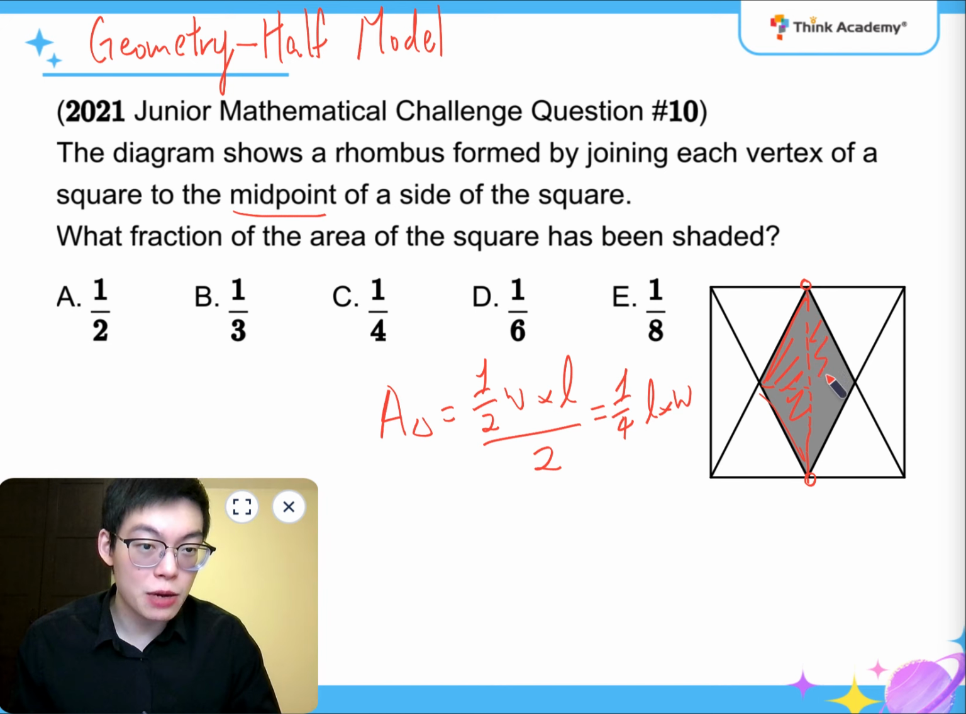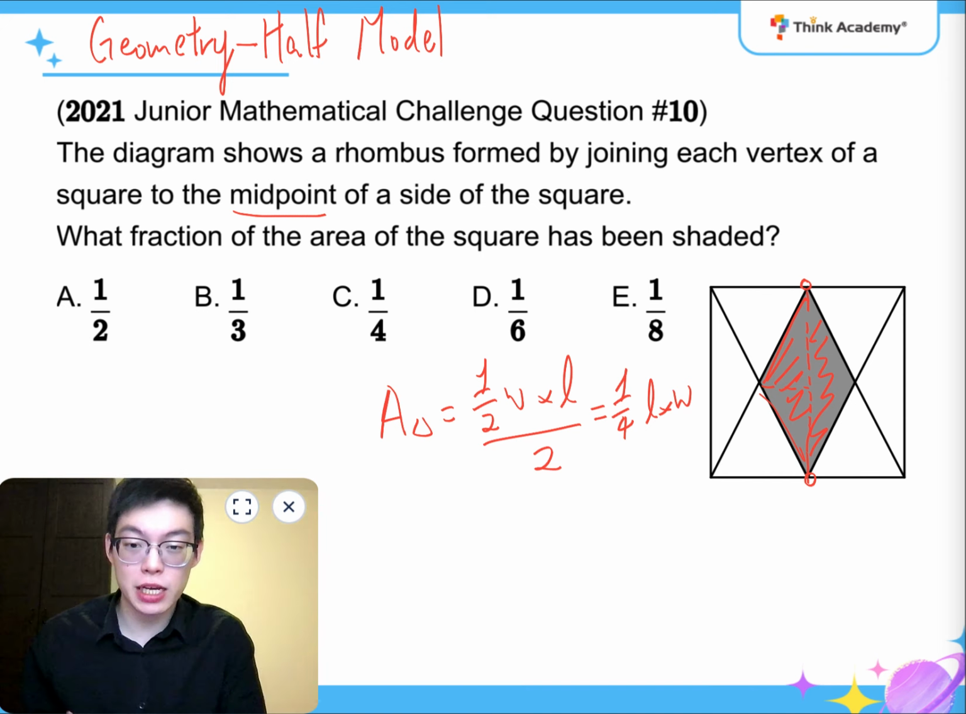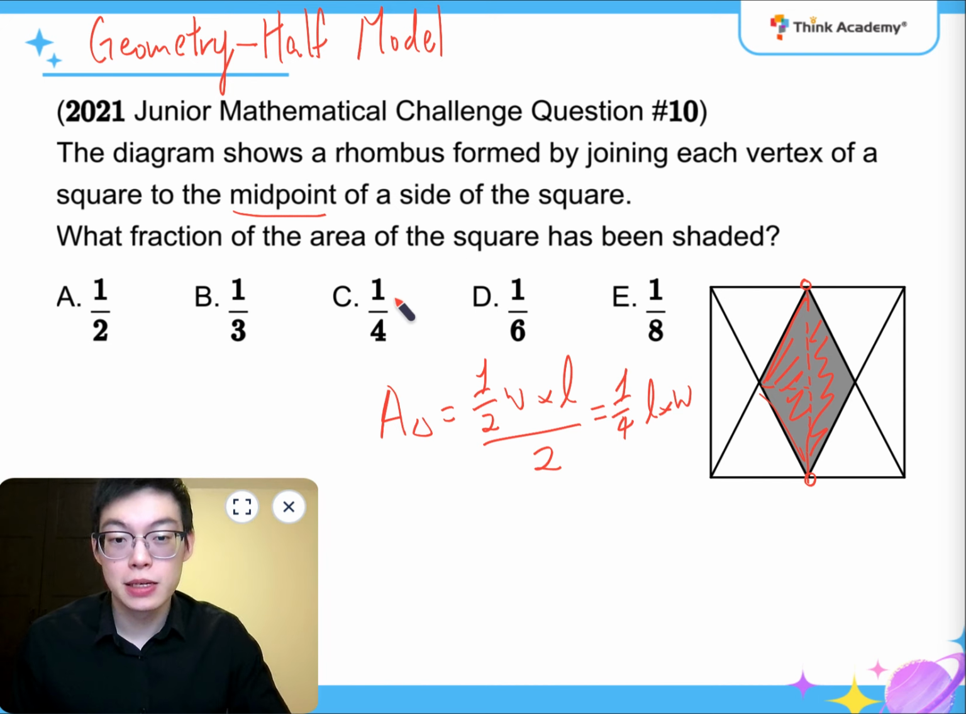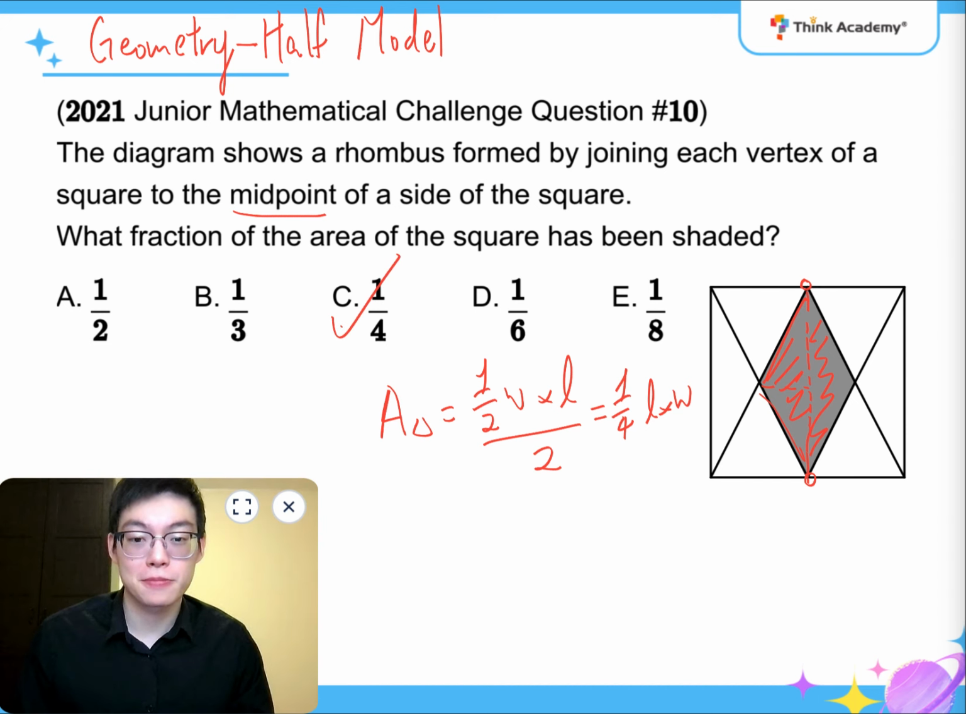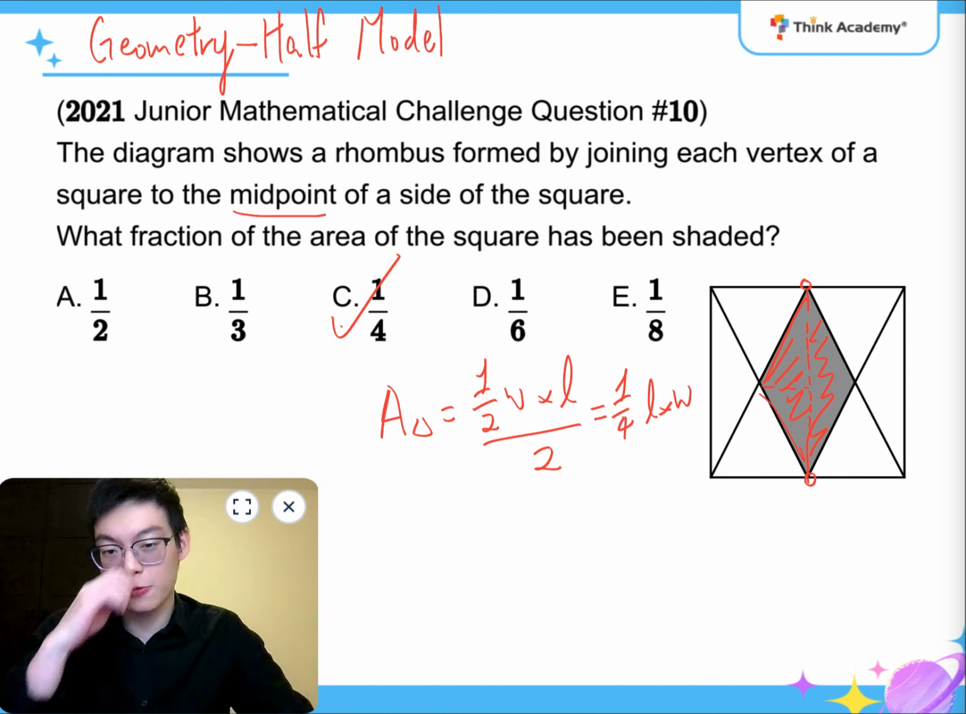So it works the same way on the other side. That's a quarter of the right-hand side triangle. So if they're combined together, it's just going to be a quarter of the left and a quarter of the right, which is a quarter of the whole thing. So it's going to be a quarter. That's the answer to this question.